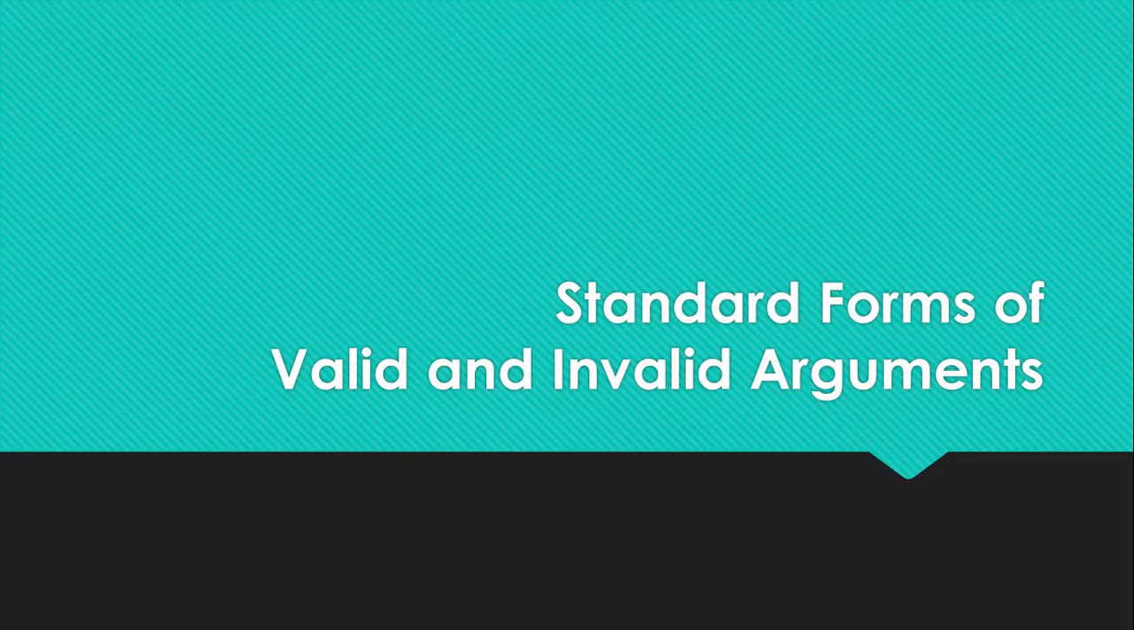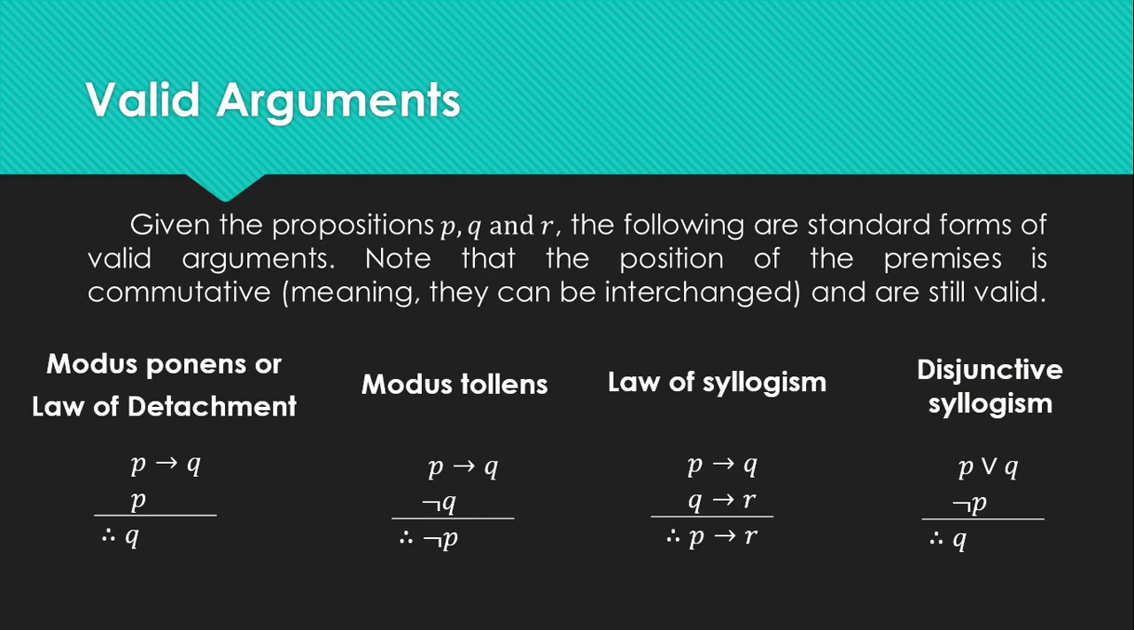Hey guys, in this video we will be talking about the standard forms of valid and invalid arguments. Previously we had discussed what arguments are and how to show the validity of a certain argument using truth tables. Aside from truth tables, we can actually determine whether a certain argument is valid or invalid based on certain patterns of their premises and conclusions.